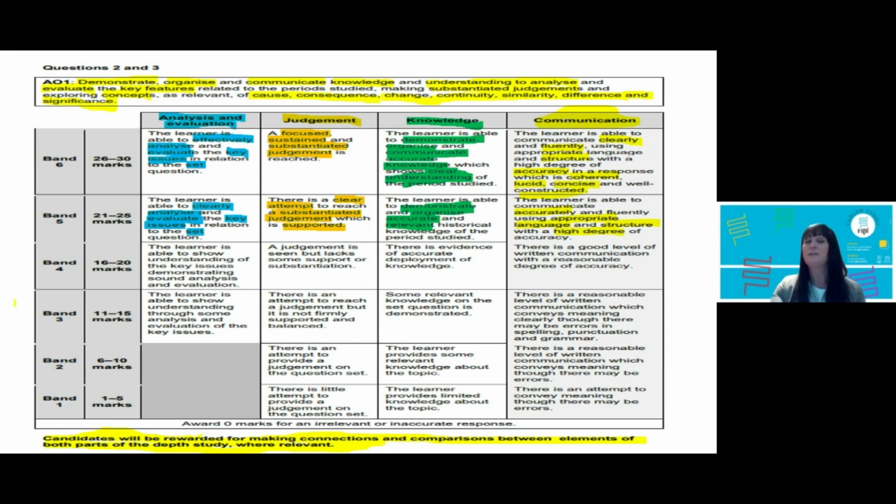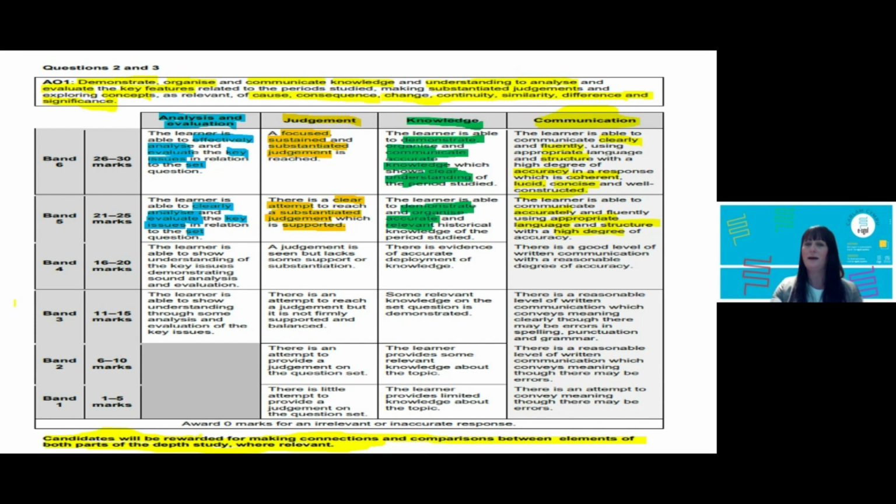Then they want you obviously to give judgments. I mentioned that from the examiner's report at the very beginning. So for band 5, there is a clear attempt to reach a substantiated judgment which is supported. And as I said, these judgments could come at the end of paragraphs. They definitely need to come in your conclusion. They could even come in your introduction when you set out where you're going with your essay and what you're going to be talking about and explaining. With regards to band 6, a focused, sustained and substantiated judgment is reached. So it was clear in band 5, it is focused again in band 6.